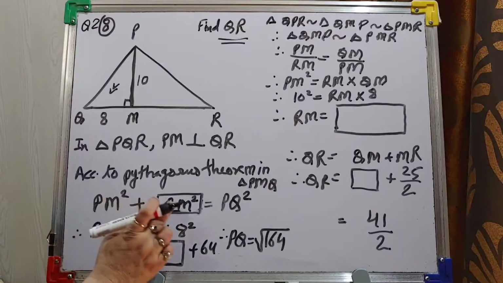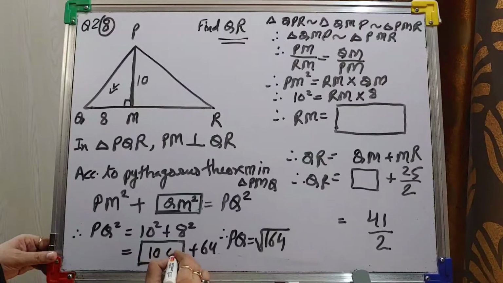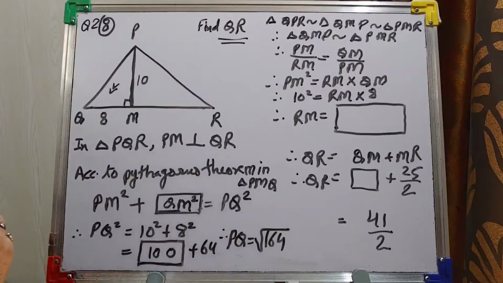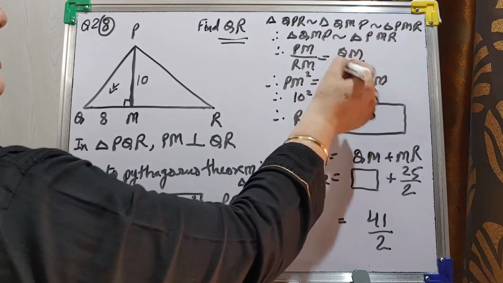So PM is 10, QM is 8. So 10 square is 100. So it together will be root 164. Now these triangles are given similar.